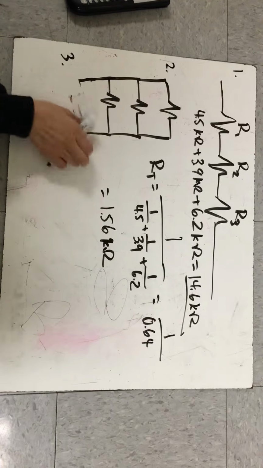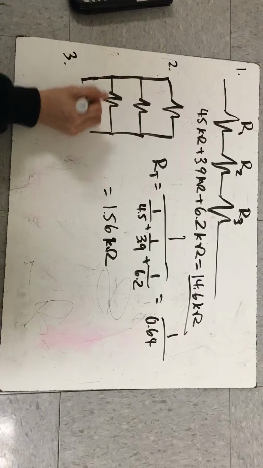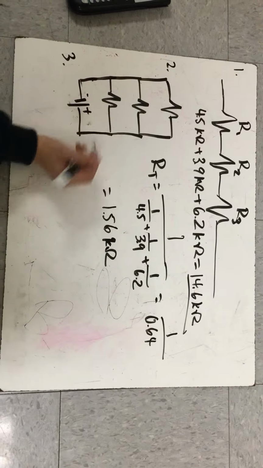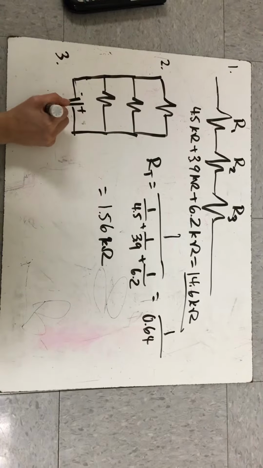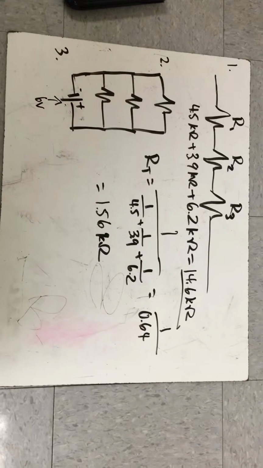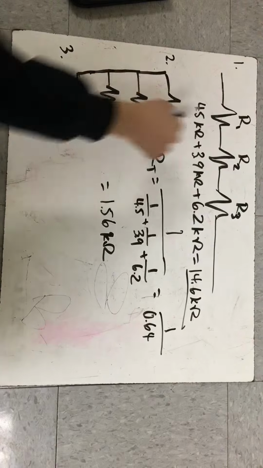All right, and then number 3 says that in this parallel circuit, we have a battery. Sorry, that's not a battery. This is a battery. All right, we have a battery, and the voltage drop across the battery is 6 volts. So then it wants you to calculate the current going through the whole circuit.